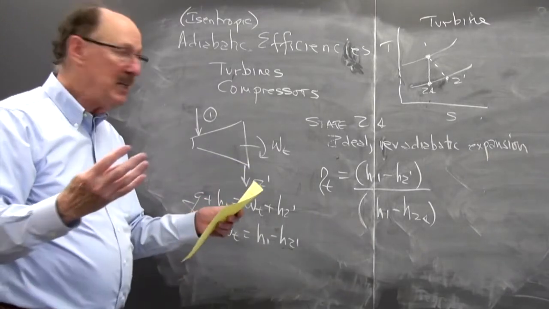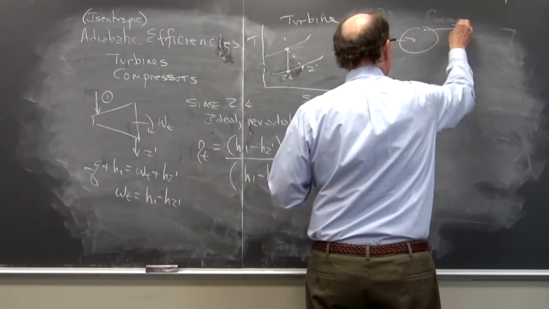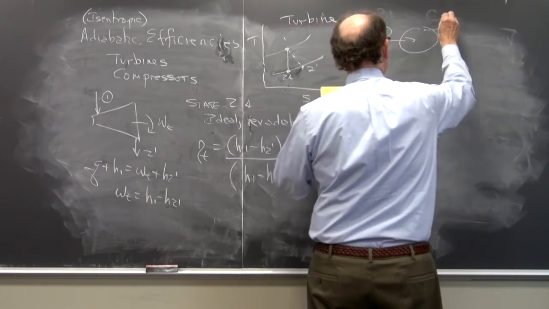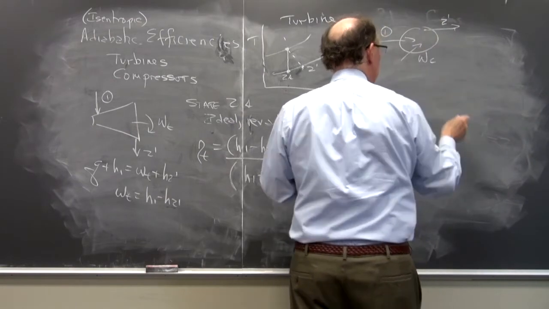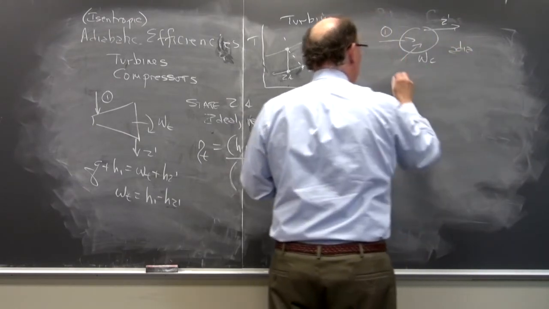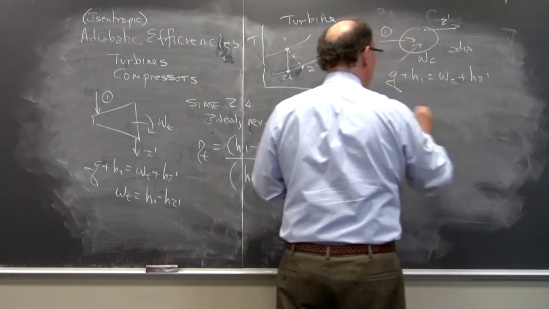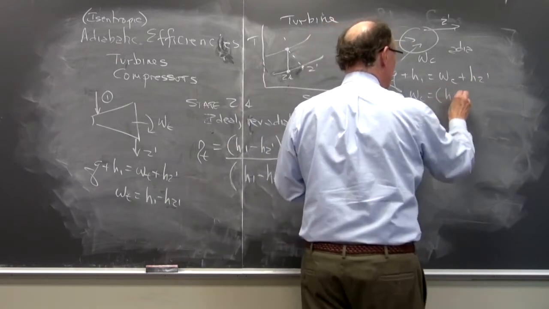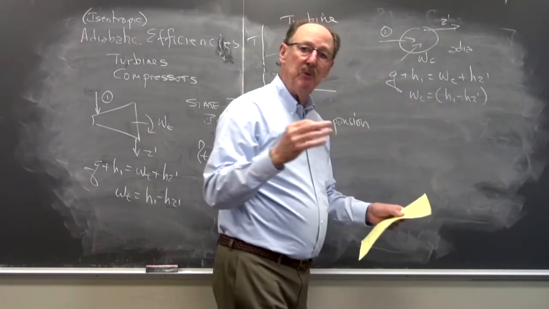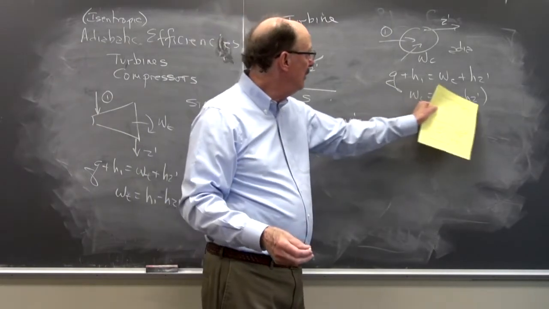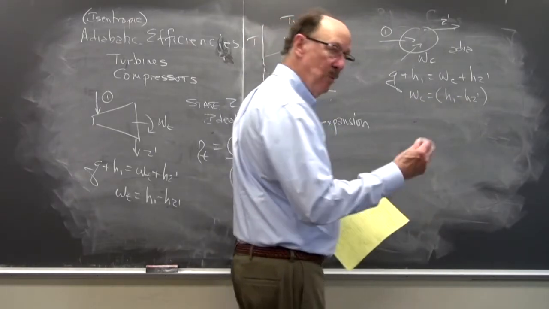We can do the same thing for a compressor. In this case, a compressor obviously compresses, and we're going from state 1 to state 2 prime, and we're putting work in, WC. We're going to have it be adiabatic. So I have Q plus H1 is equal to WC plus H2 prime, or WC is equal to H1 minus H2 prime. And when we write the efficiency, this is a negative number because it starts at a low temperature and goes to a high temperature and pressure. So we write this as a positive number.